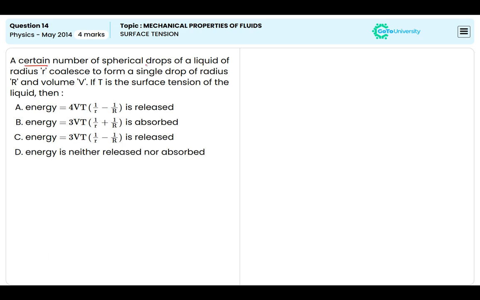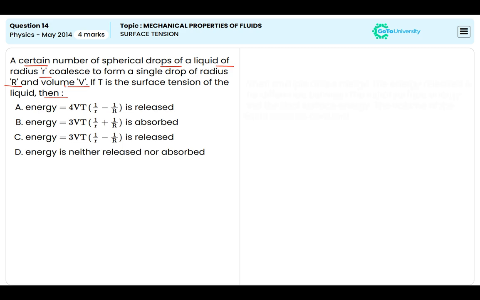A certain number of spherical drops of liquid of radius r coalesce to form a single drop of radius R and volume V. If T is the surface tension of the liquid, then, so if two or three spherical drops collide, they are going to form a single drop. What if T is the surface tension of the liquid? Then we need to find the energy here.